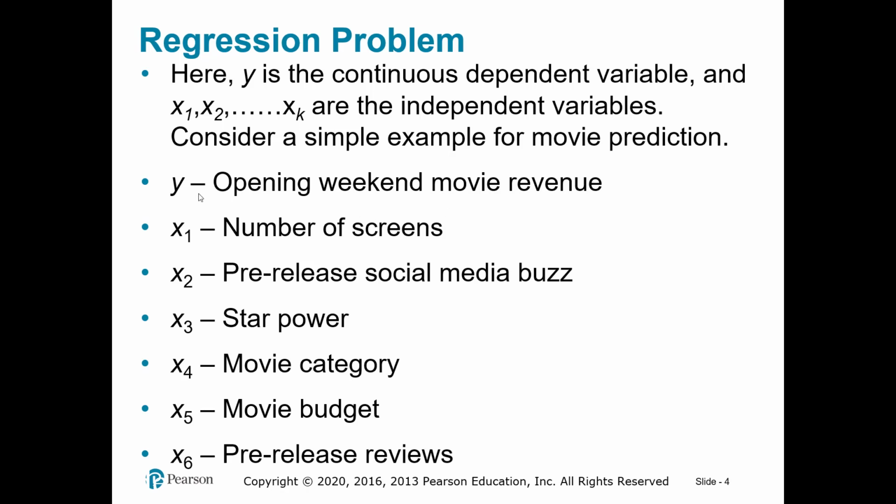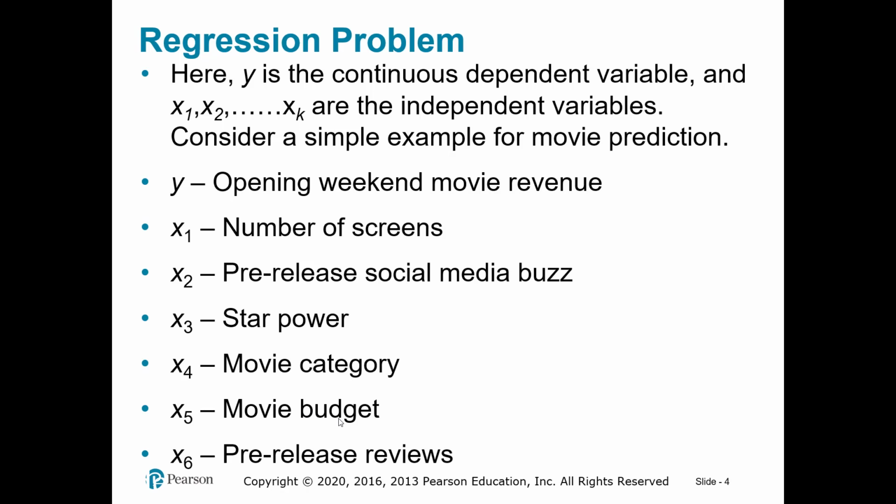And we're going to base this on several independent variables. So the number of screens the movie is shown on is quite important. Some measure of pre-release social media buzz. So this could be something like the average number of tweets in the week before release. We could have some measure of the star power of the movie, maybe the revenue that the major actors have gained from their previous movies. We might have the movie category. Action movies may do a little bit better than, say, romance movies. We have the movie budget because obviously that's kind of an important predictor.